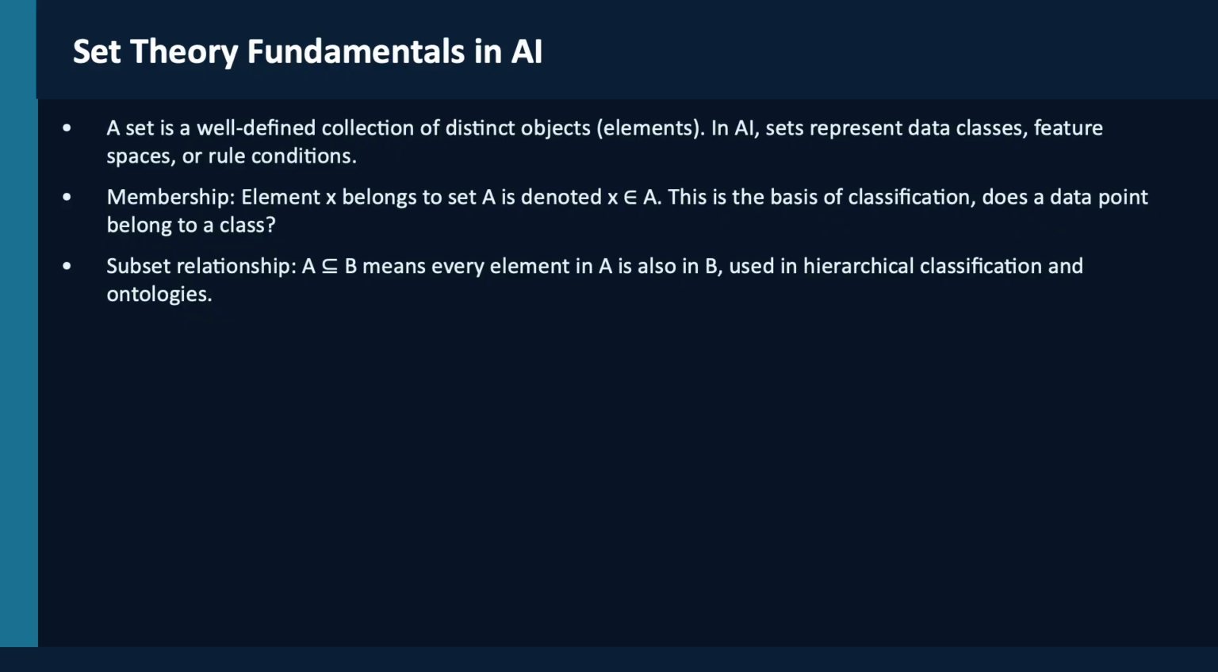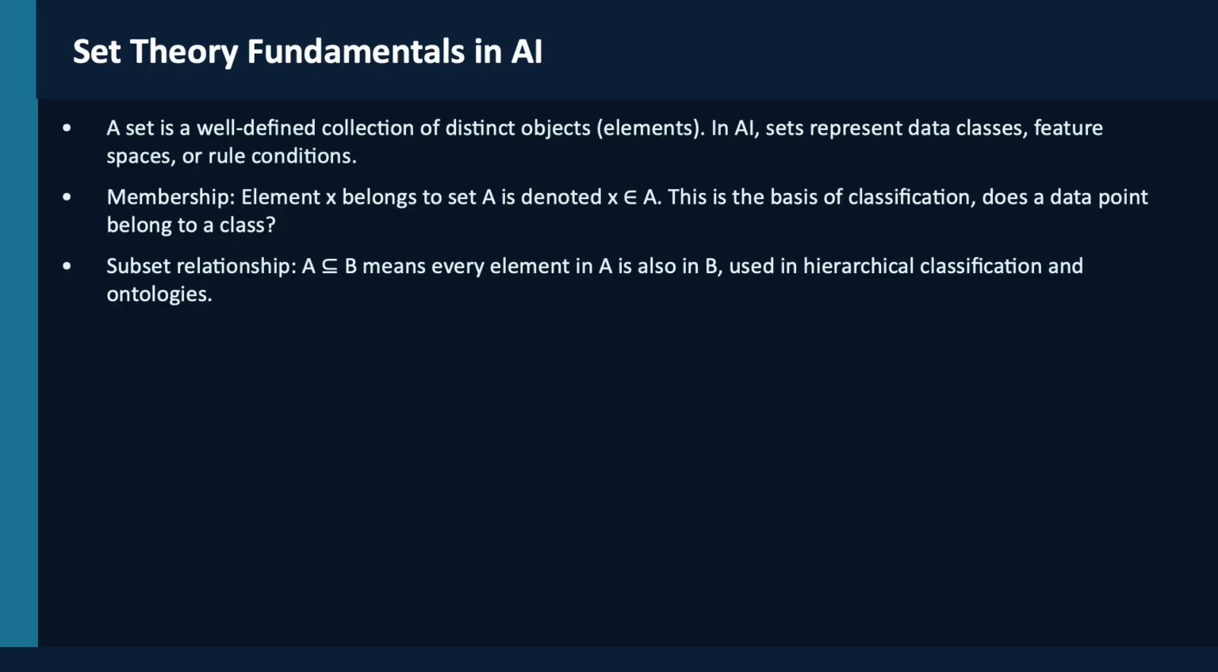A set is a well-defined collection of distinct objects, which are the elements. In artificial intelligence, sets represent data classes, feature spaces, and rule conditions. Set membership: element x belongs to a set A is denoted x ∈ A. This is the basis of classification. Does a data point belong to a class? Well, that's a good question to ponder upon.